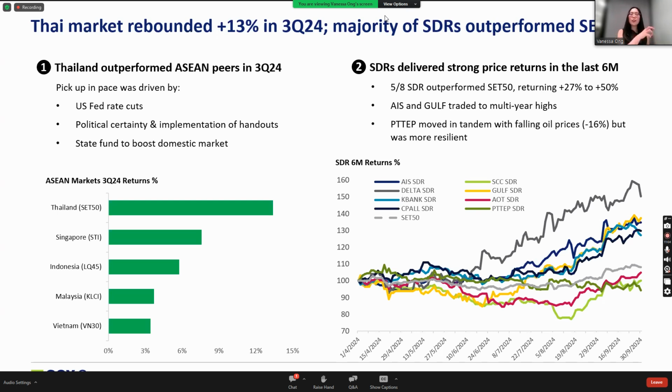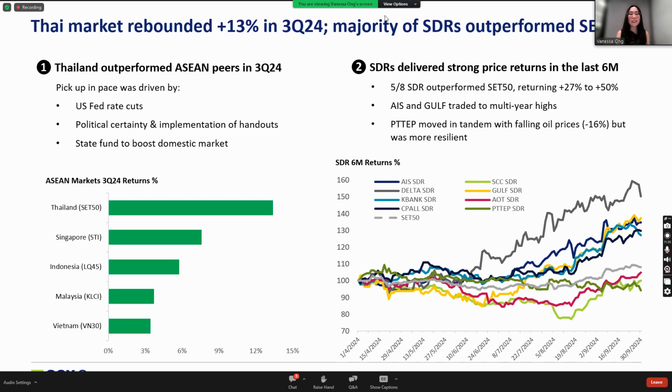On the back of these 3 structural factors, we have also seen that the Thai SDR suite, as highlighted on the right, has delivered strong price performances in the last 6 months. The light gray line on the right highlights the Thai benchmark SCG50 returns. And we can see from the other lines that the majority of our SDR suite has managed to outperform the Thai benchmark, returning about 27 to 50% in just 6 months.